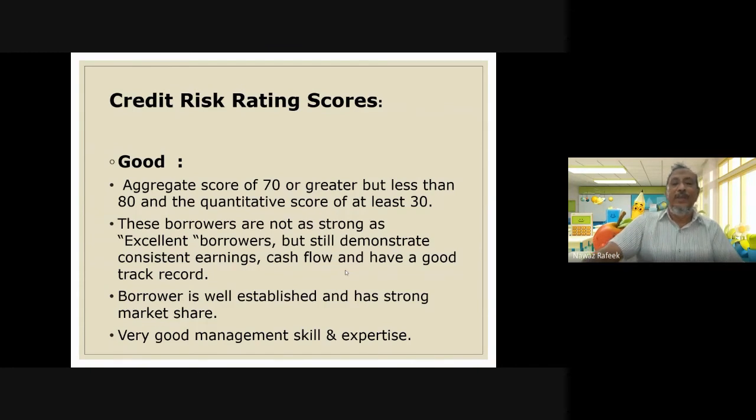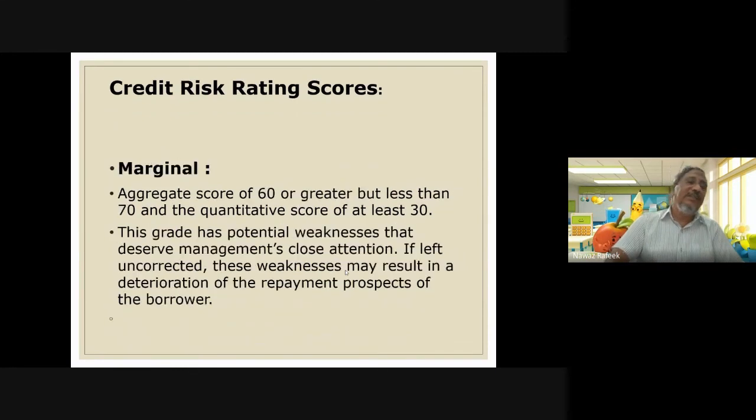good. These borrowers are not as strong as excellent borrowers, but still demonstrate consistent earnings and cash flow, and have a good track record. The borrower is well established and has strong market value, very good management skill and expertise. It is good; the only problem here is that their quantitative ratings have come down.